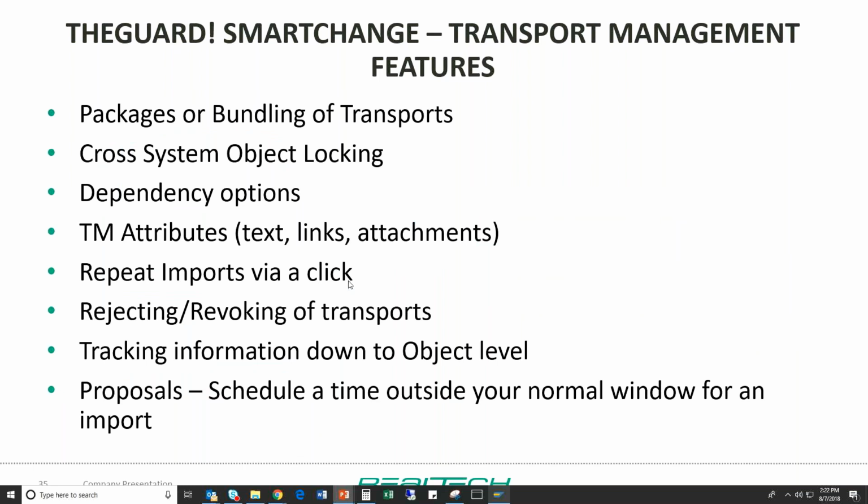Some of the other features: packages, you can bundle transports, create dependencies. We have certain attributes. You can create text, links, or attachments, repeating imports, rejecting or revoking, really granular tracking down to the object level. Also, we have something called import proposals. If you have a transport with many objects and you don't want it to go in on the normal schedule, you can schedule it outside your window, say 7 p.m., or during a slow time that you want to import the request into the system.